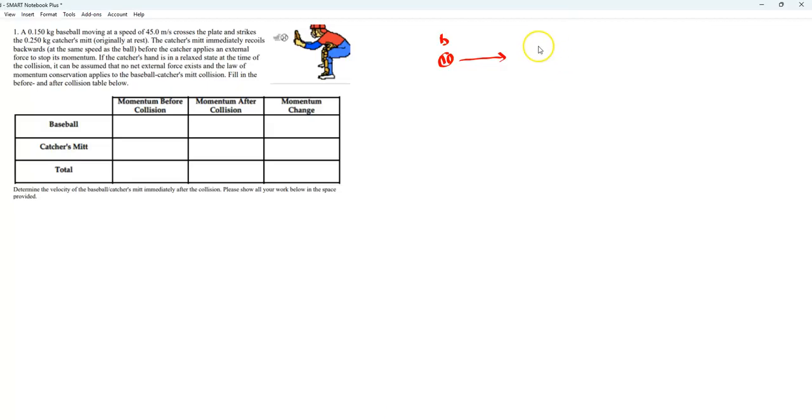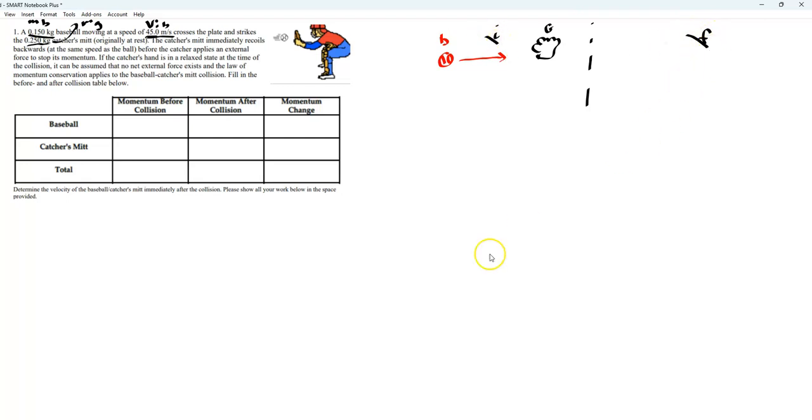And it's going to go hit the mitt, and I'm just going to make the mitt kind of look like a hand. Alright, so that's supposed to be a hand, and I'll label that with a G for glove, because M is mass. So we have the mass of the ball, which is 0.15. 0.25 is the mass of the glove, or the mitt. And then 45 meters per second is the initial velocity of the ball. So that's how fast it's moving at the start. So this is kind of the before picture, or initial.